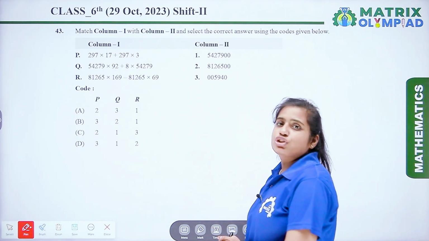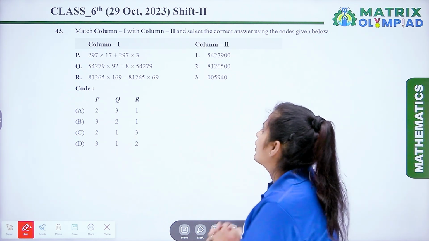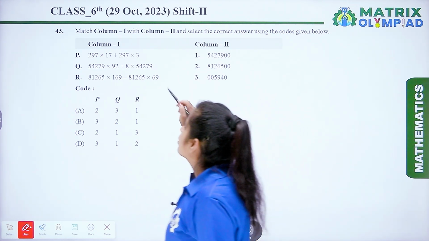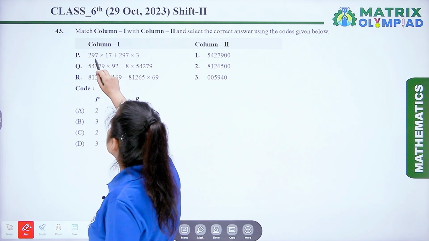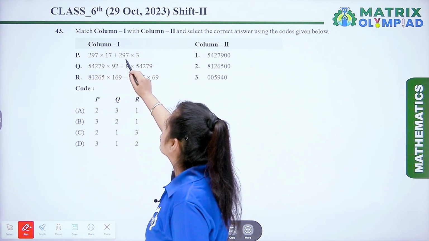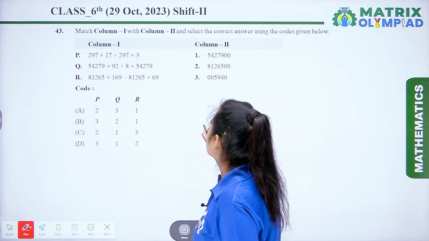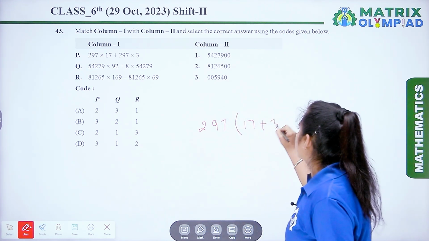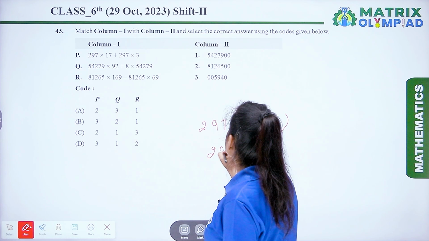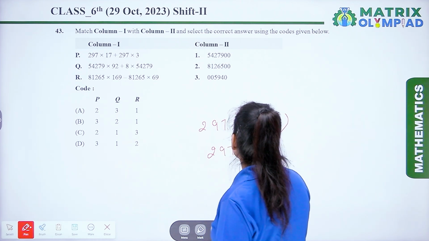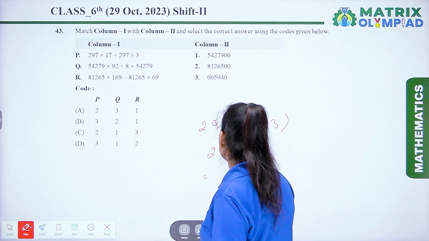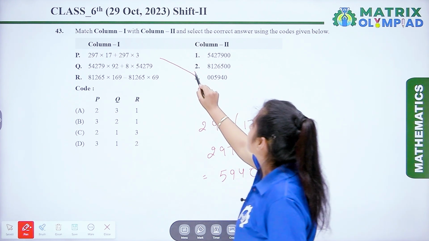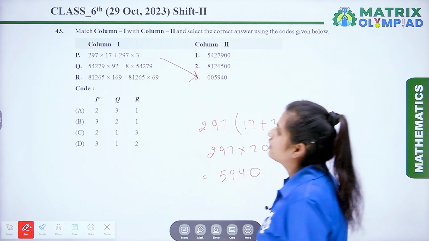Now the next question is question number 43. In question number 43 we have to do again the match the column, and by using property we can easily solve this question. So here 297 multiplied by 17 plus 297 multiplied by 3. So here we can use a distributive property. 297 is common, 17 plus 3 is 20. So 297 multiplied by 20 is equal to 5,940. So this is the correct answer.